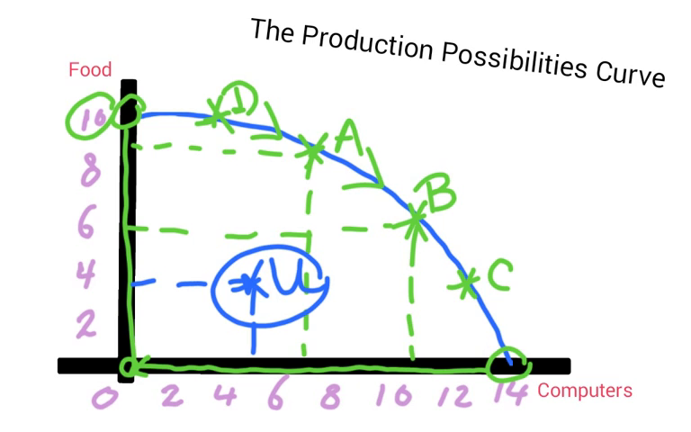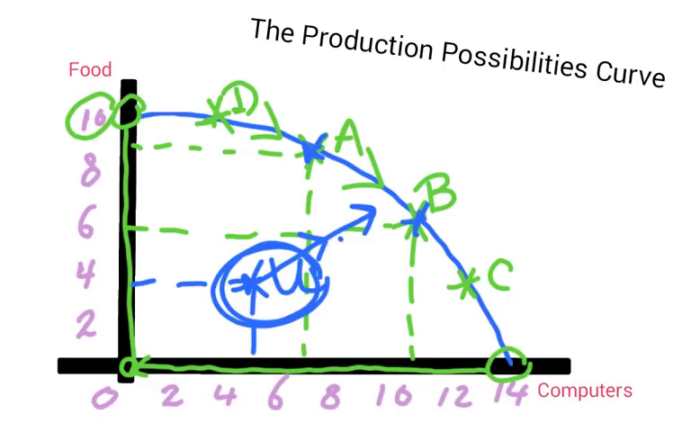If we moved from point U to a point closer to the curve, we could actually make more of both products, as opposed to when we're on the curve, let's say from point A to point B. If we're on the curve and we want to make more of one, we have to give up production of another product. But if we're at point U, then we can make more of both without having to give up production of one or the other.